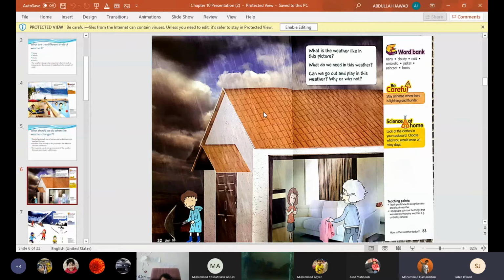What is the weather like in this picture? Yes, what do you think? Which type of weather can you see? It's rainy. There's thunder. See, we are using umbrellas, and they are using jackets and raincoats. It's cloudy too. It's cold. The weather is cold over here. See, the boy is using boots, a raincoat, and an umbrella to keep himself from the rain.